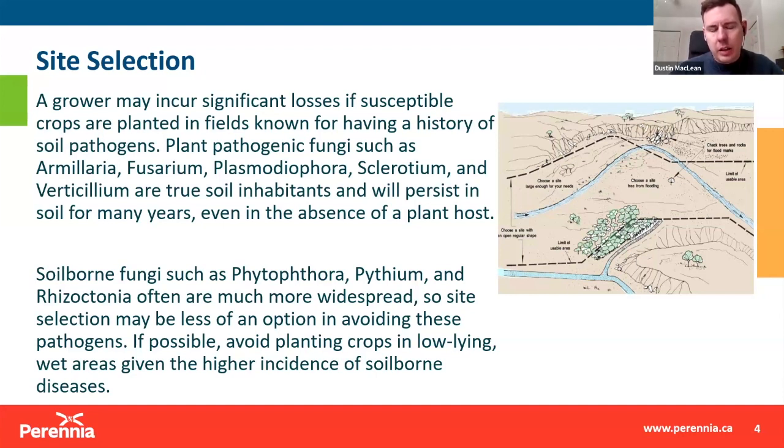Site selection, unfortunately, may be less of an option in avoiding these pathogens. If possible, you can avoid planting crops in low-lying wet areas given the higher incidence of soil-borne diseases. In choosing a site for a crop, it's wise to check the previous cropping history of the land to ensure the pathogen that may be present from a previous crop will not infect the crop to be planted.